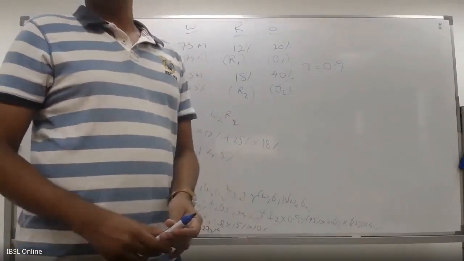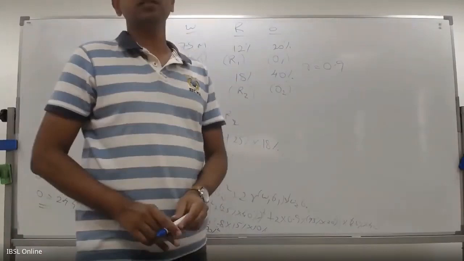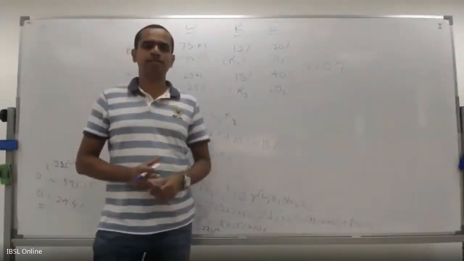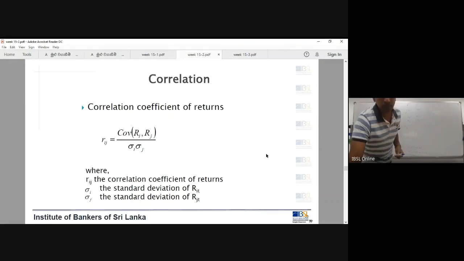Steps to building a profitable portfolio. Determine the appropriate asset allocation for you. So you need to ascertain your financial position, your investment goals, age, purpose, how much time you plan to grow your investment, the time period you are looking at, the amount of capital that you're going to invest, and the future capital needs. Correlation is the covariance divided by the product of the two standard deviations. Correct? Correlation gives the strength of the relationship.